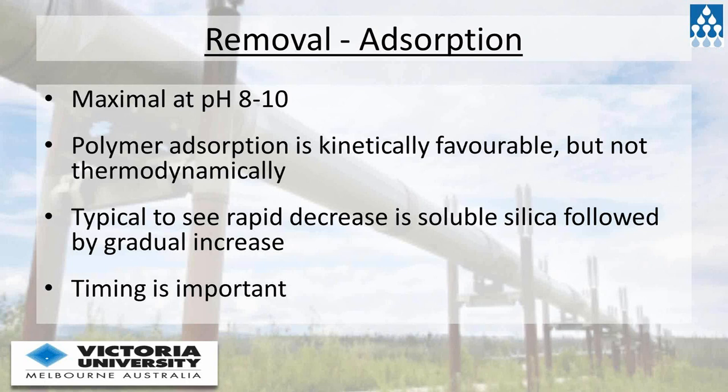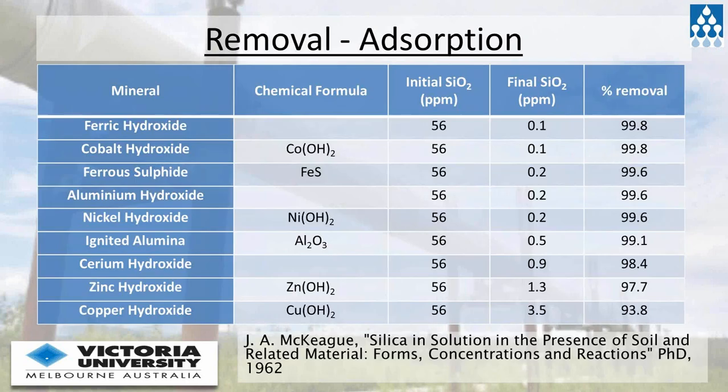Adsorption processes on just about any material seem to be maximal in the same range, according to the literature, somewhere between 8 and 10, with 9 being an absolutely perfect point for a lot of different materials. Now, this knowledge doesn't necessarily come from the water literature. It actually comes from soil scientists who have investigated how things interact with soils and groundwaters for a very long time. In particular, this work has come from Alexander McKeague, a Canadian soil scientist who did this work back in the 60s. He looked at a range of different hydroxides and different materials to see how monosilicic acid was interacting. And effectively, we've then equated that to a removal efficiency.